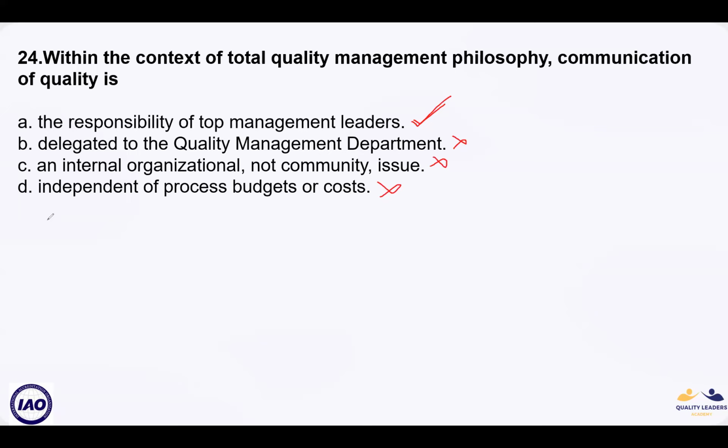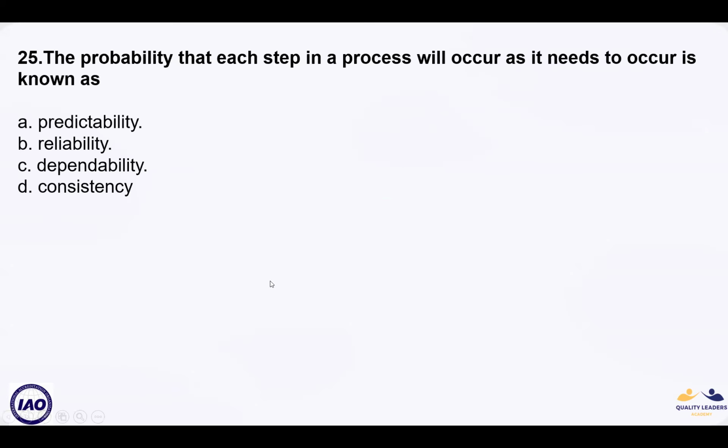And remember this one particular answer, there are many question types. There is a high chance that when it asks about the ultimate responsibility lies with the top management itself. That is their responsibility. This is one of the questions which is expected in the final exam as well. Okay. Now, the probability that each step in a process will occur as it needs to occur is known as. It's a simple definition question. Okay. So predictability.